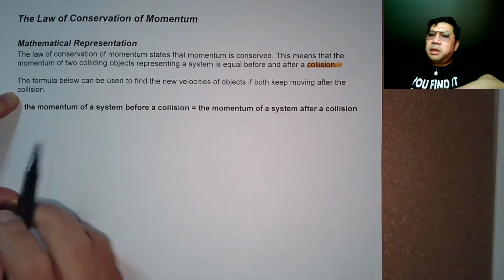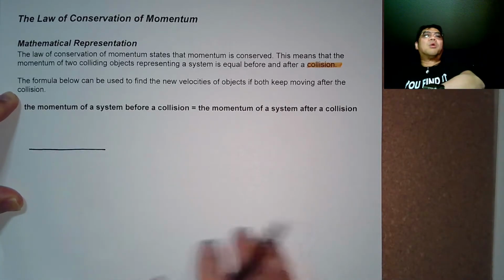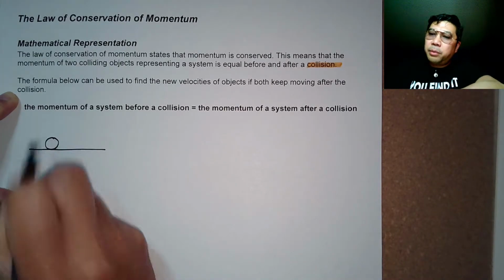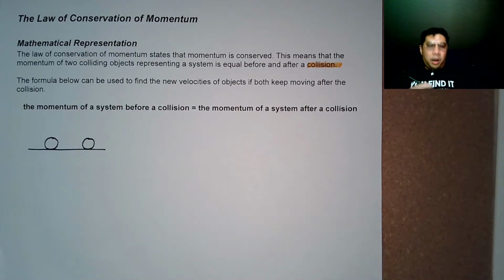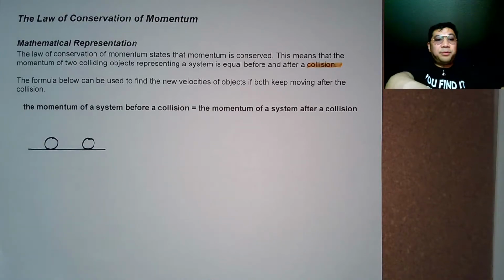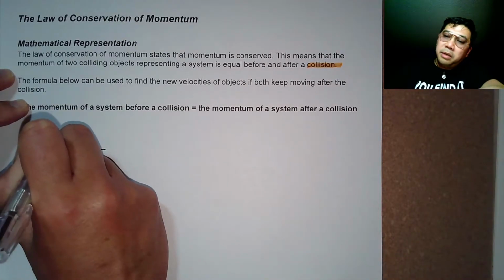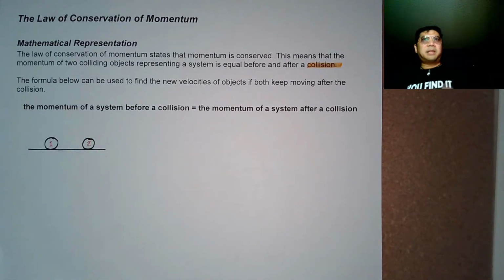In our case, let's say this is a leveled or even surface where we have object number 1, and let's call this one object number 2. Object 1 and object 2 might have different masses, and they might not be traveling at the same speed. If objects don't have the same mass and the same velocity, then definitely they don't have the same momentum.